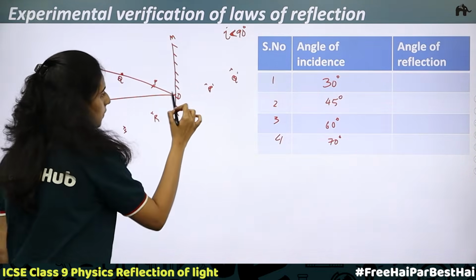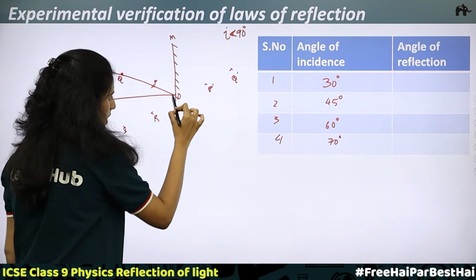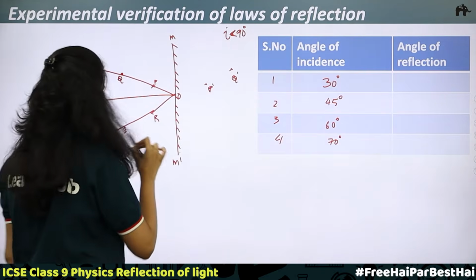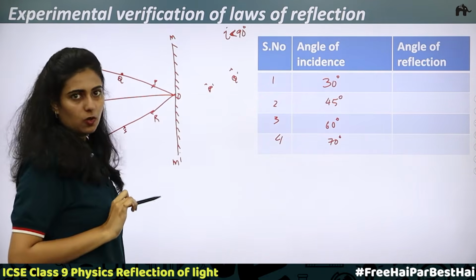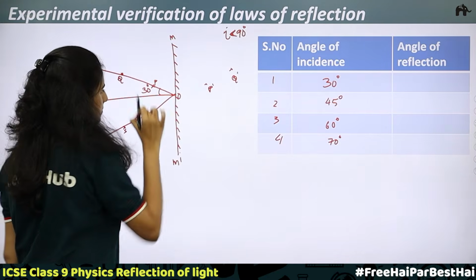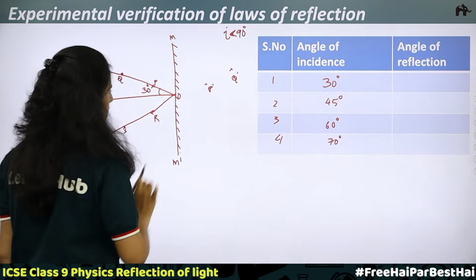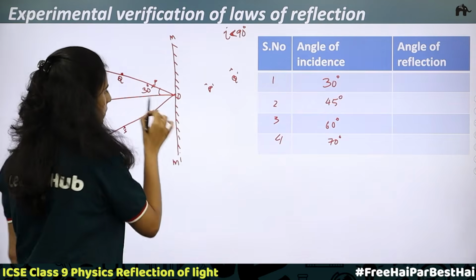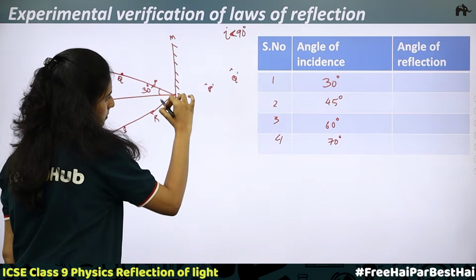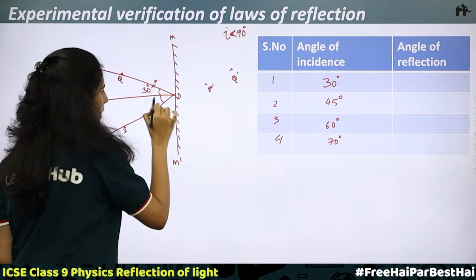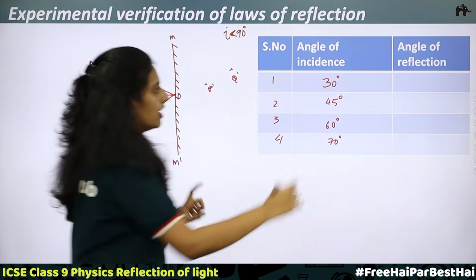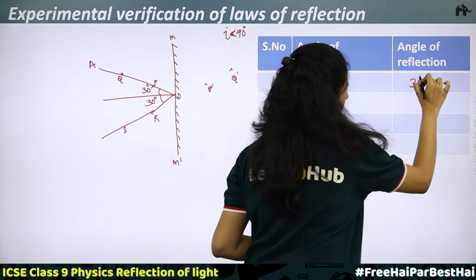Now what you have to do is, you will have to join these points, that is O, R, S. Draw a straight line which is passing through S, R and O. Here we have measured the angle is 30 degree. Now you use a protractor. Keep the protractor over here, measure this angle. You will be able to see that this angle will also be equal to 30 degree. So angle of reflection will also be equal to 30 degree.